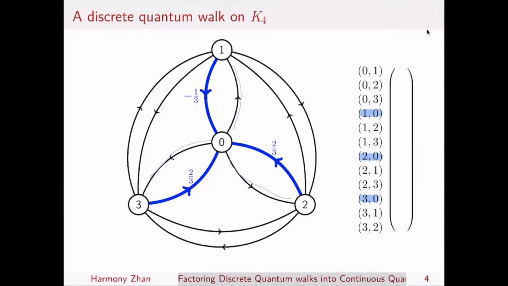So now I have -1/3 on the opposite arc to my original arc 0, 1, and 2/3 on the other incoming arcs of 0. And this will be my state after 1 iteration. U denotes the unitary matrix. If there's any question about this model, now it's a good time to ask.